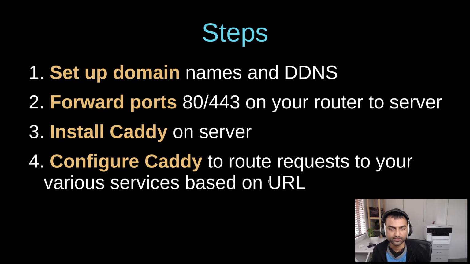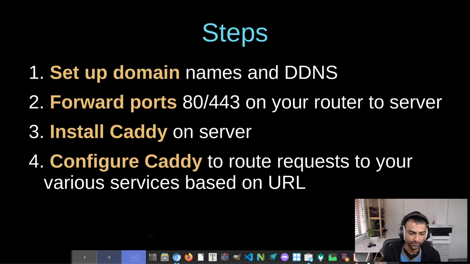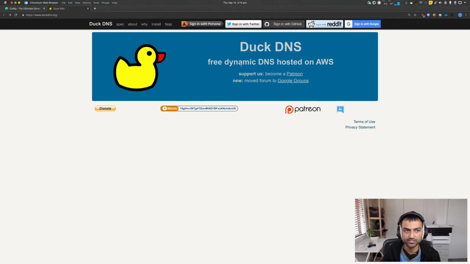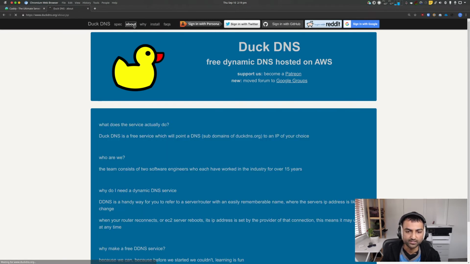So the basic steps to set this up, as I mentioned, you'll need your own domain name or a free DDNS such as DuckDNS. And I can just quickly show you what that looks like. So if you go to duckdns.org, you can see that you can sign up for this for free. And what it does is give you a URL with your own subdomain. So it could be jackshouse.duckdns.org.